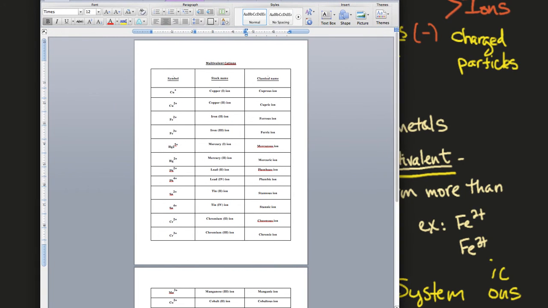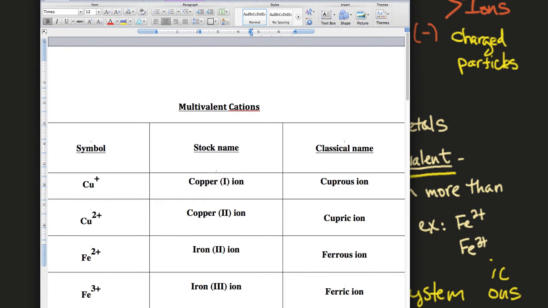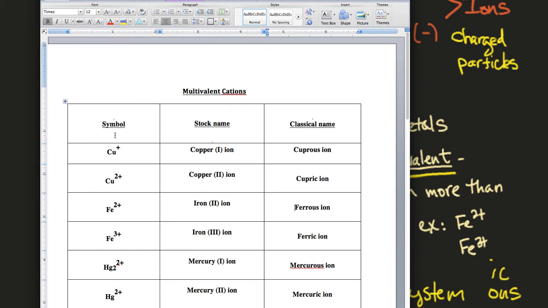Oops, sorry. Let's zoom in a little bit. So you can see the symbol, the stock name using the stock system, and the classical name. The "us" suffix goes with the lesser of the charge values, and the "ic" suffix goes with the larger. So you can see the ferrous is the +2, whereas the ferric is the +3. All right? So keep that in mind. There might be a couple questions asking you to name stock or classical.